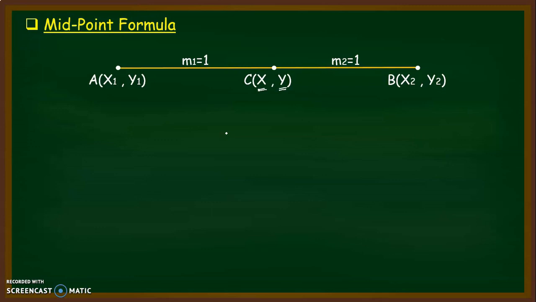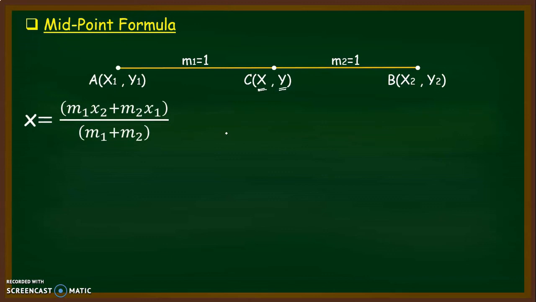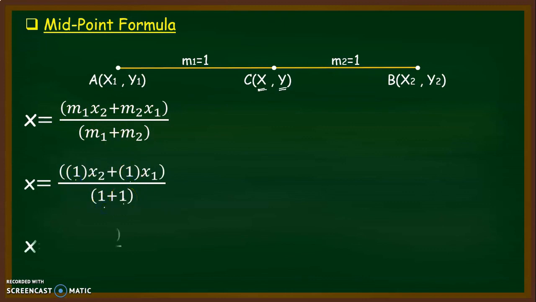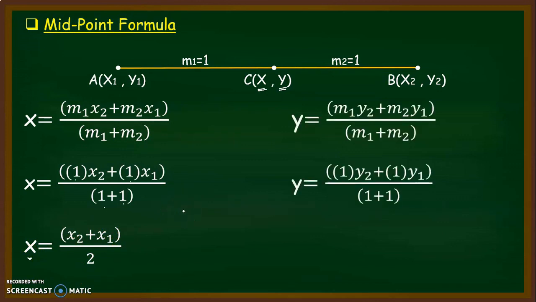Now if you want to find out the value of x, then we can use the section formula for x, that is m1x2 plus m2x1 divided by m1 plus m2. Here in place of m1 and m2 we replace with 1. And if you simplify this, then you will get the value of x. So x equal to x2 plus x1 divided by 2. And similarly, if you do the same process for y, you will get the formula for y equal to y2 plus y1 divided by 2. So whenever you want to find out the midpoint of any line, we can use this midpoint formula directly.